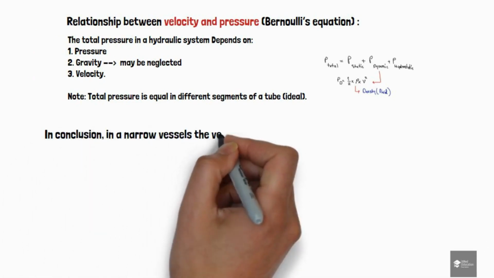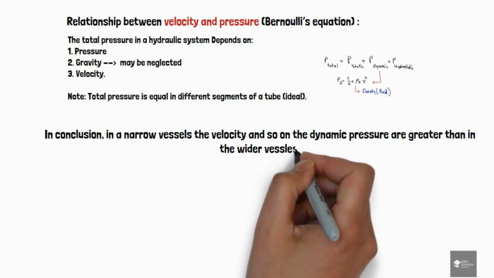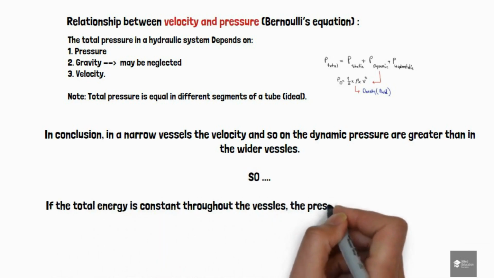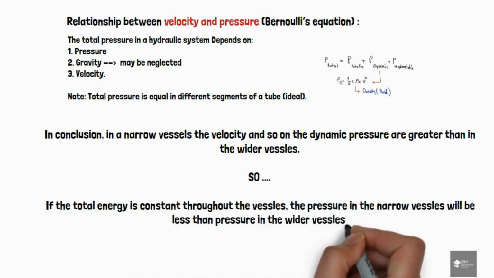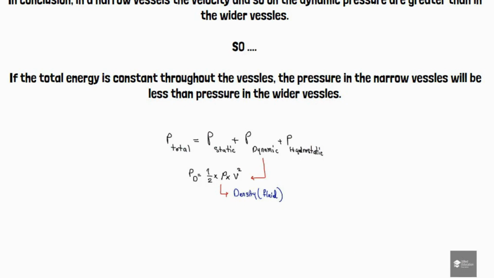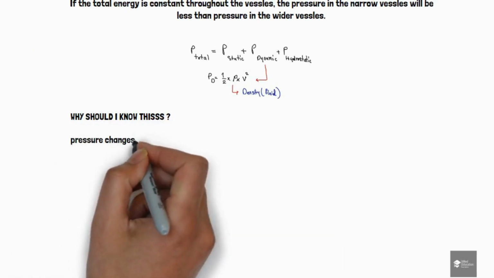So in conclusion, in a narrow vessel, whose diameter is low, the velocity and so the dynamic pressure are greater than in the wider vessels. So if the total energy is constant through the vessels, the pressure in narrow vessels will be less than pressure in the wider vessels. Let's look at the equation one more time for better understanding. When the total pressure is constant and velocity increases, dynamic pressure increases. So dynamic pressure increases, total is constant, so static pressure will decrease.